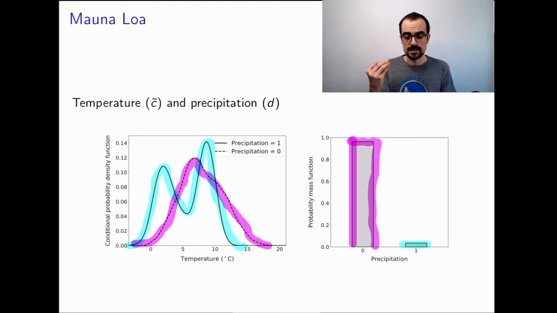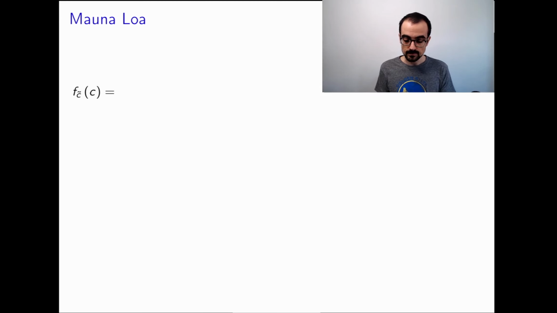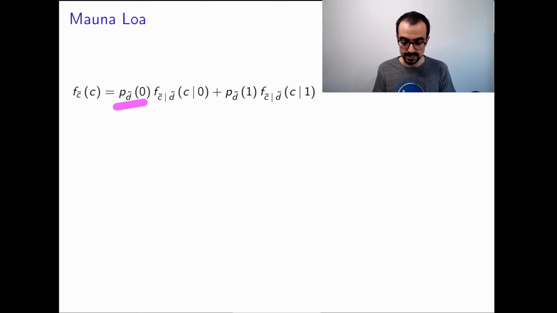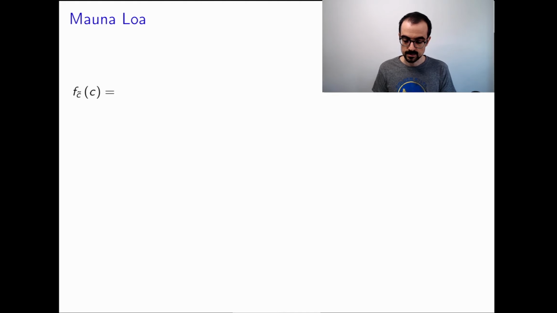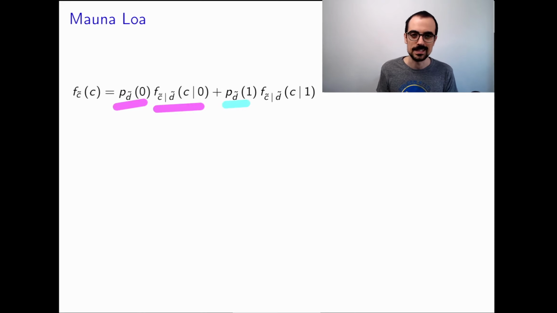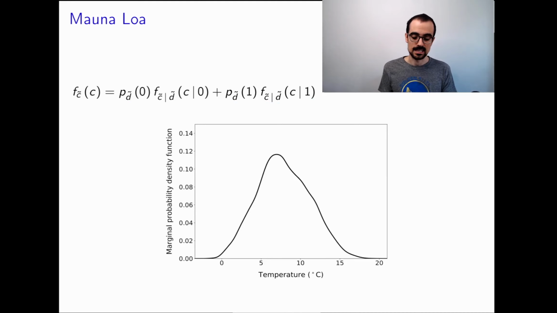But this is just to show you what the formula that we have just derived actually means for the Mauna Loa example. It means that to get the marginal PDF, you would multiply the blue density times the blue value, which is very, very small, and the purple density times the purple value, which is much higher. We're going to end up with a marginal that looks like the purple density. You multiply the probability of 0 times the conditional density given 0, and the probability of 1 times the density given 1, and you end up with something that looks essentially like the density given 0, just because the probability of 0 is much, much larger than the probability of 1 in this case.